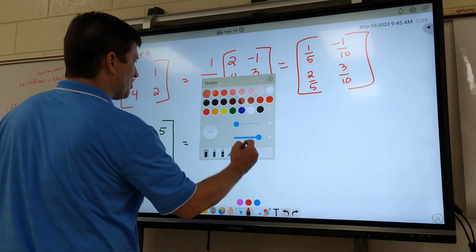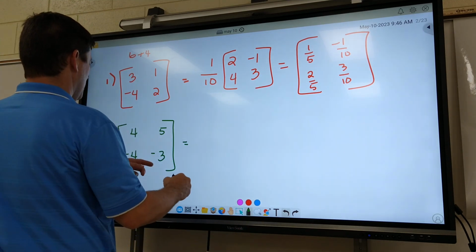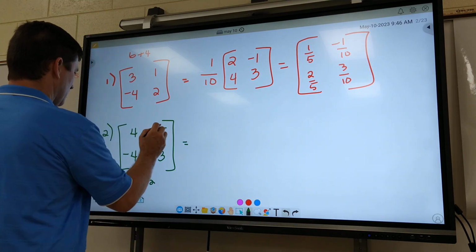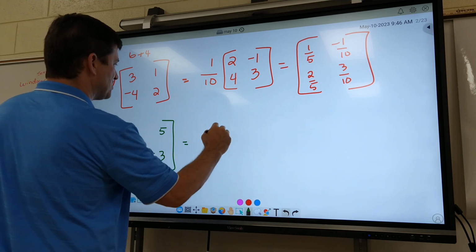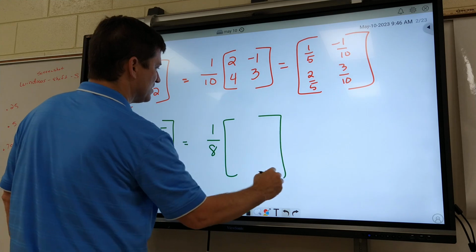All right, so we cross multiply. So I got negative 12. So minus 20, I change the sign, make it plus 20. So my fraction should be 1 over 8.